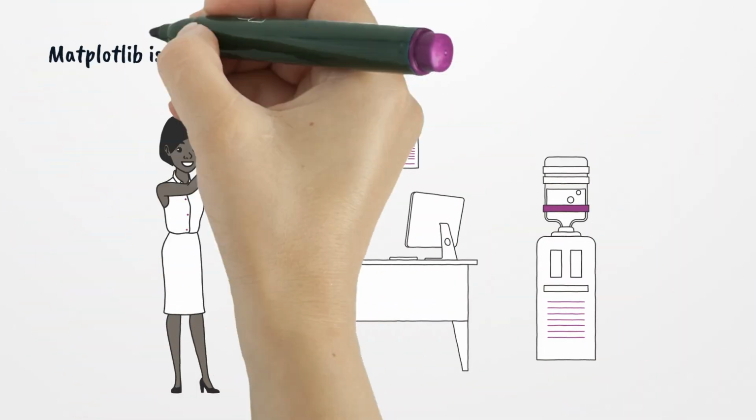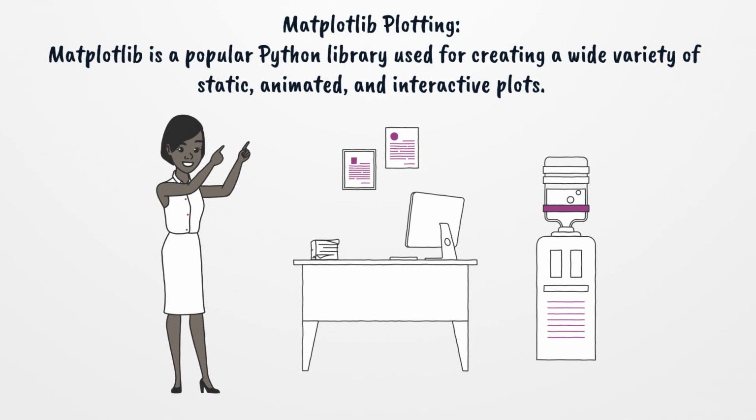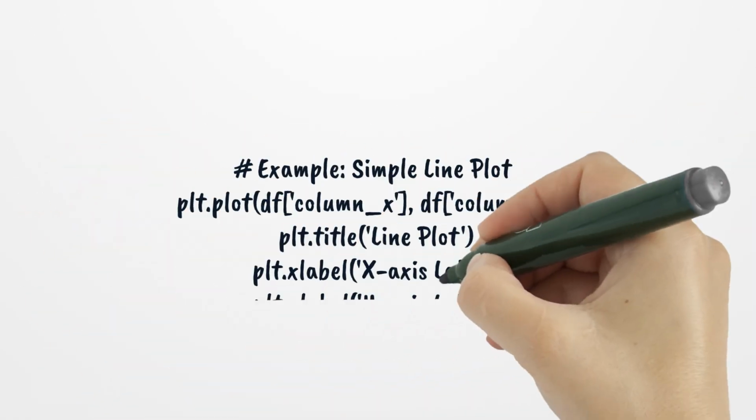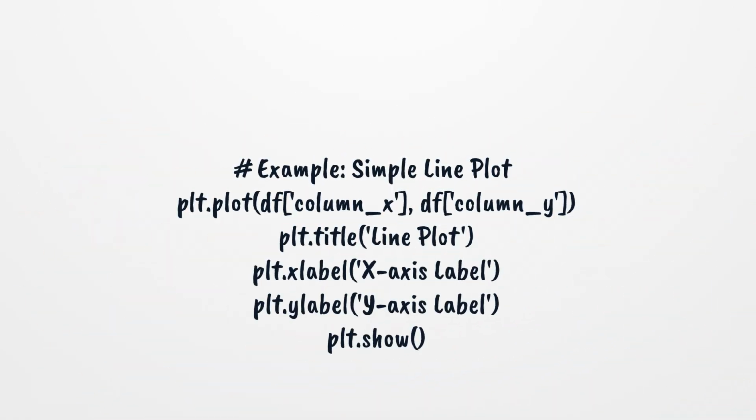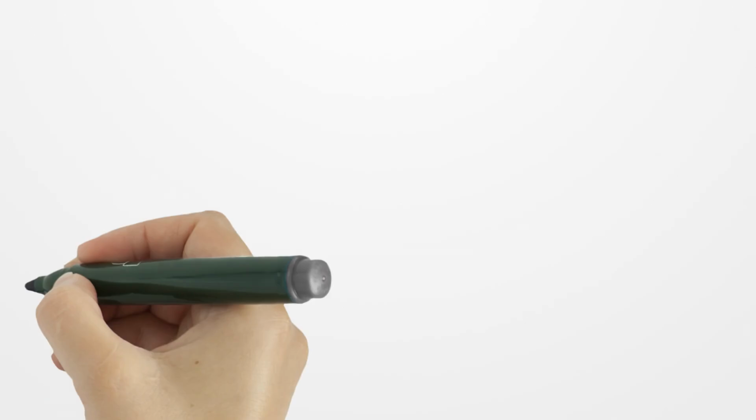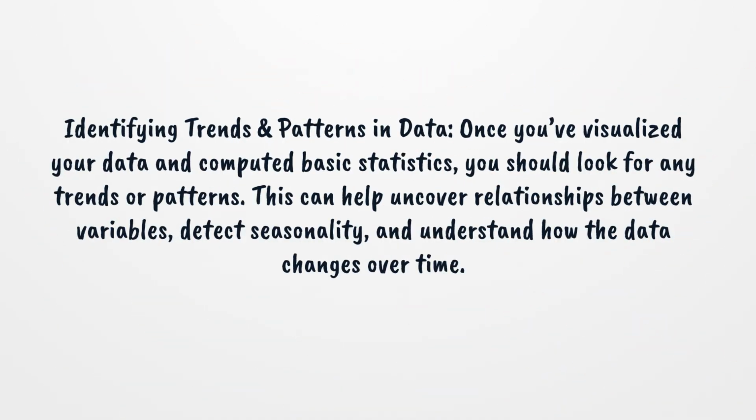Matplotlib plotting. Matplotlib is a popular Python library used for creating a wide variety of static, animated, and interactive plots. Import matplotlib.pyplot as plt. # Example: simple line plot. plt.plot(df['column_x'], df['column_y']). plt.title('Line Plot'). plt.xlabel('X-axis label'). plt.ylabel('Y-axis label'). plt.show().